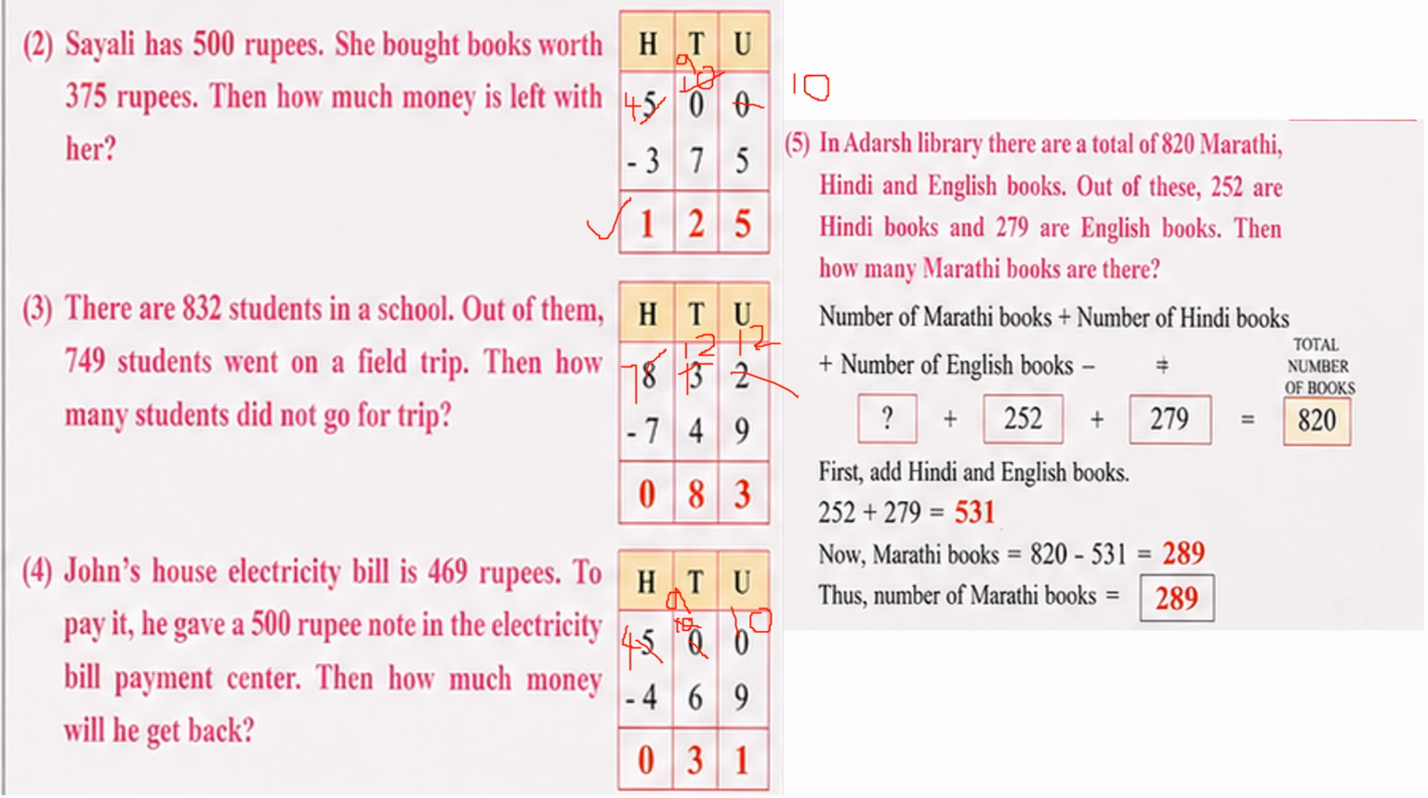In Adarsh library, there are a total of 820 Marathi, Hindi and English books. Out of these, 252 are Hindi books and 279 are English books. Then how many Marathi books are there? So, I told you with the examples given ahead, this question I have already solved ahead, students.